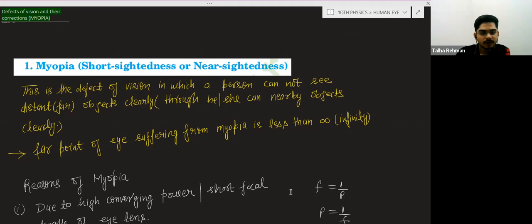Okay, so in the last class, I told you about the eye defect myopia. What is myopia? It is a defect of vision in which a person cannot see a distant object clearly, but is able to see a nearby object clearly. So in myopia, what happens? The far point of the eye becomes less than infinity.